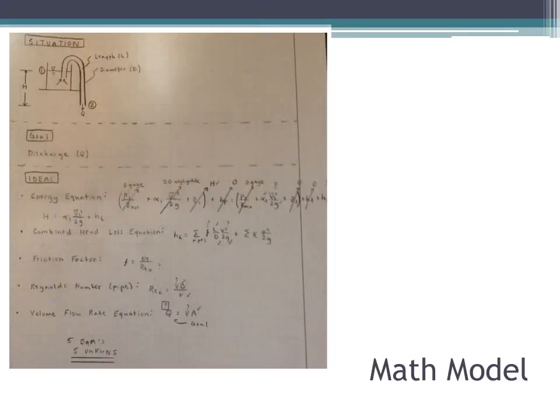To do the comparison, we first began building a math model that states our current situation. Our goal here is to find the discharge. We then applied all the ideas or theories we know from our past study to see how good they were. The most important equation for this project was the energy equation, followed by the friction factor, Reynolds number, and the volumetric flow rate equation.